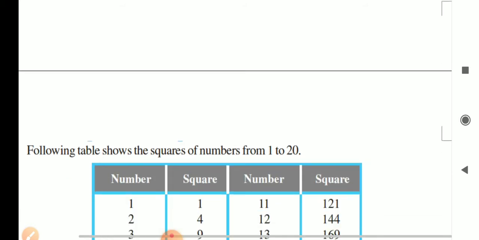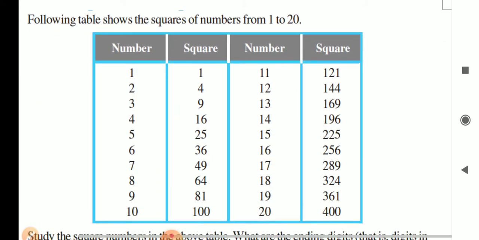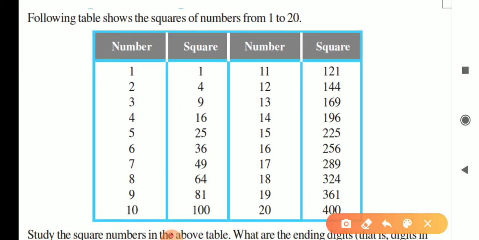Now, next table. The following table shows the numbers from 1 to 20. Here numbers are written from 1, 2, 3, 4, 5 and so on up to 20, and their squares. Square of 1 is 1 into 1, 1. Square of 2 is 2 into 2, 4. Square of 3 is 3 into 3, 9. Square of 4 is 4 into 4, 16.